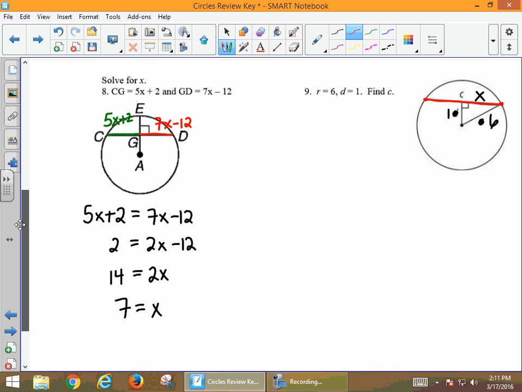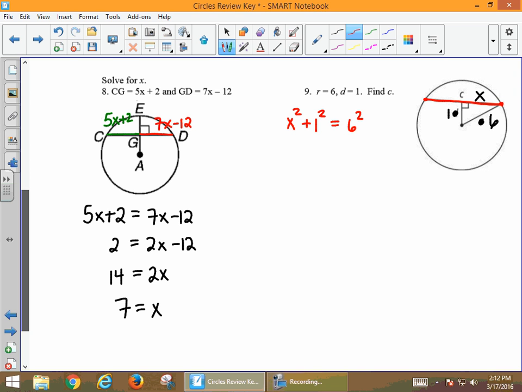All right, how do I find x? That is a right triangle. So that means a squared plus b squared equals c squared. So that means x squared plus 1 squared equals 6 squared. Be careful which side you make the c. Remember, c is always the hypotenuse that's across from the right angle.